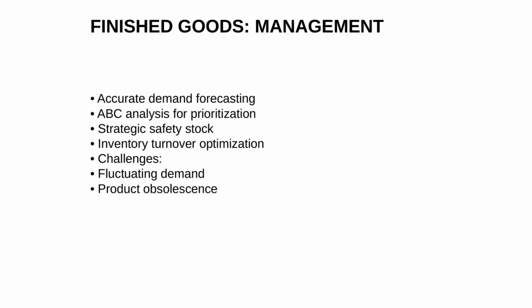ABC analysis helps prioritize attention, ensuring high-value or high-impact items receive stricter control. Strategic safety stock protects service levels for key products. Inventory turnover optimization ensures products move efficiently and do not sit long enough to become obsolete. The major challenges here are fluctuating demand, which can quickly make a plan outdated, and product obsolescence, especially in industries like electronics, fashion, or seasonal goods.